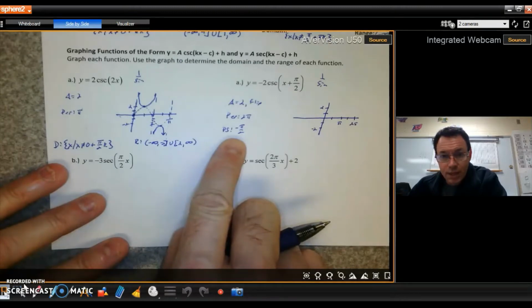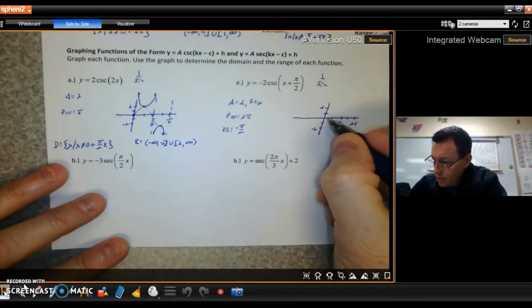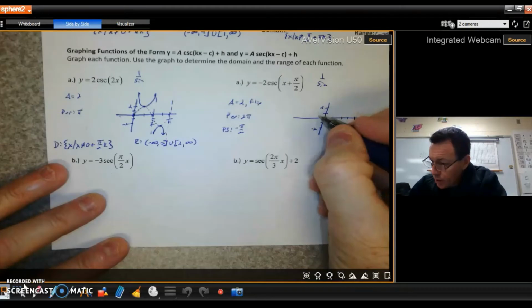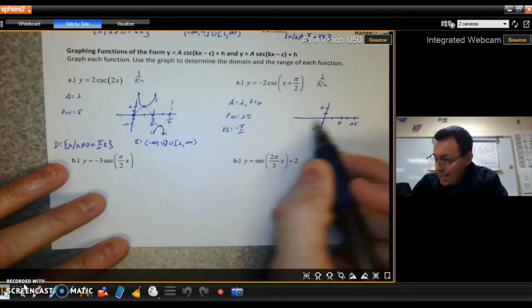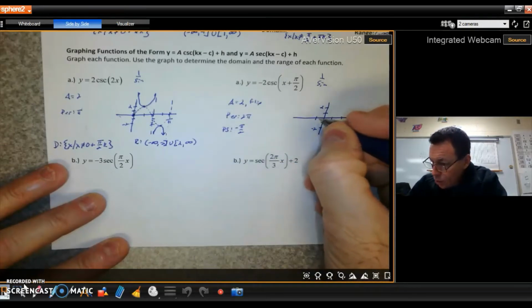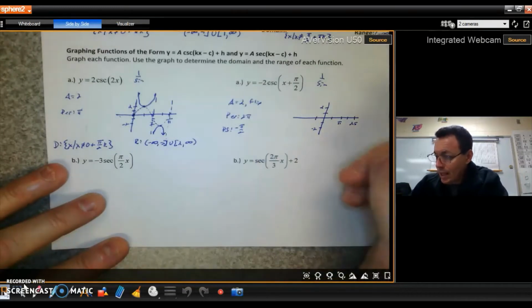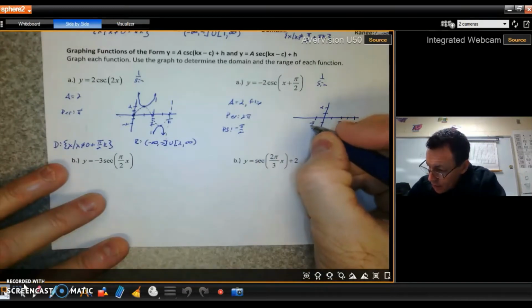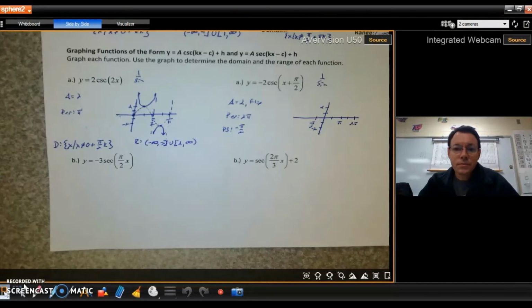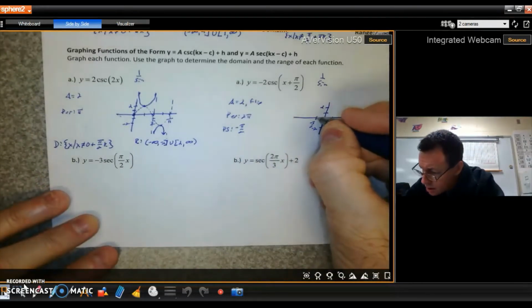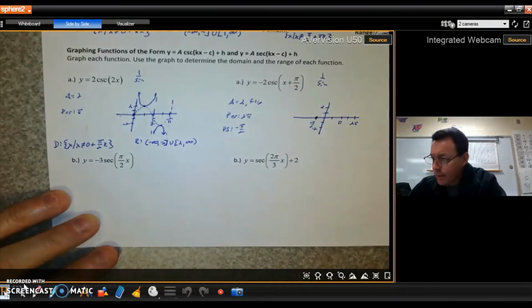All right, phase shift, negative pi over 2. So first off, figure out what pi over 2 is. Here is pi over 2. Okay, so we want to go that distance, but in the negative direction. So we want to go one interval to the left, and that'd be negative pi over 2. So that's where our graph's going to start. This is a sine graph, so we're going to start on the x-axis. So that's where our graph starts.